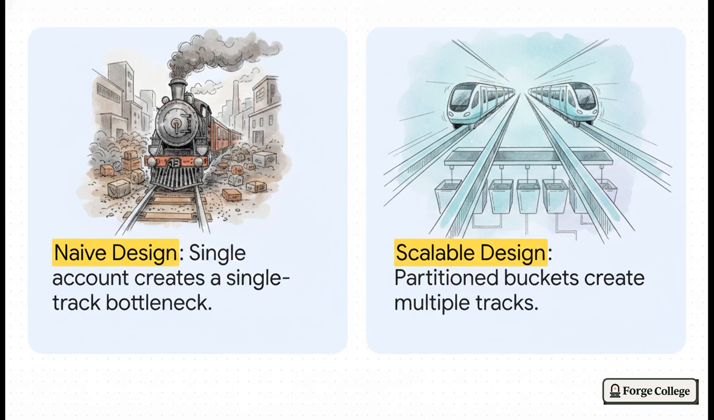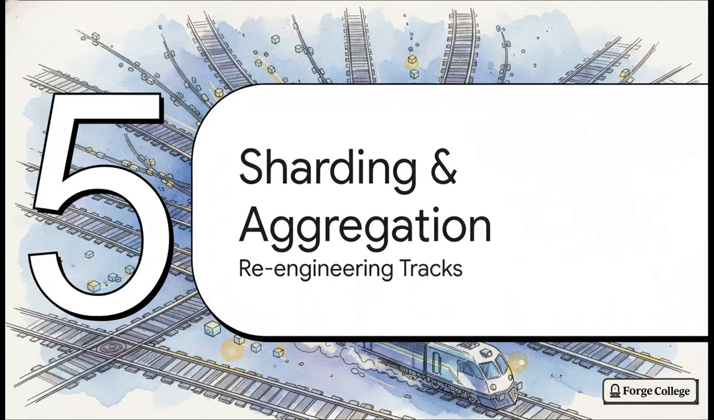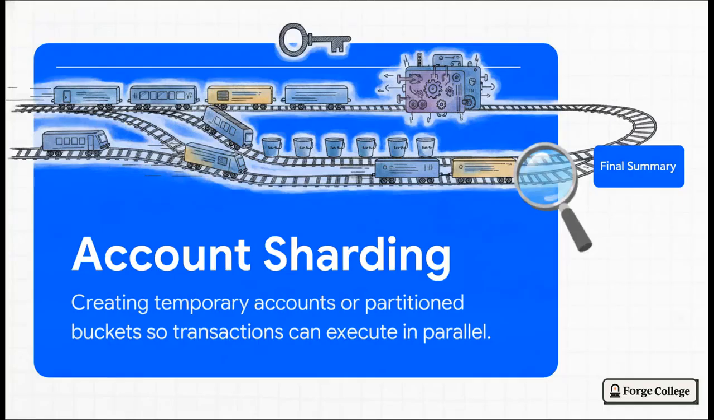To build a truly scalable design, we absolutely have to upgrade our railway layout from a single track to partitioned bid buckets. This gives us multiple parallel tracks to easily handle the surge. Let's hit Section 5 to see exactly how we pull that off: sharding and optimistic aggregation. It is time to re-engineer those tracks. To fix this impending train crash, we can apply 2 incredibly powerful architectural patterns.